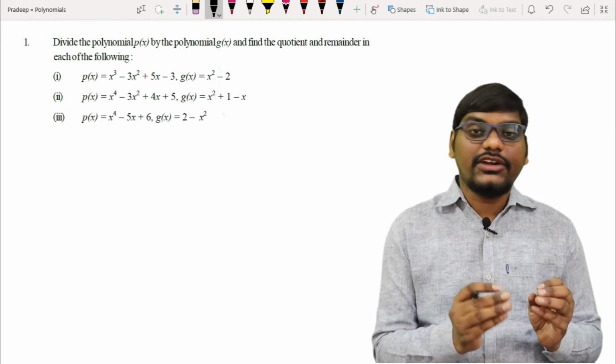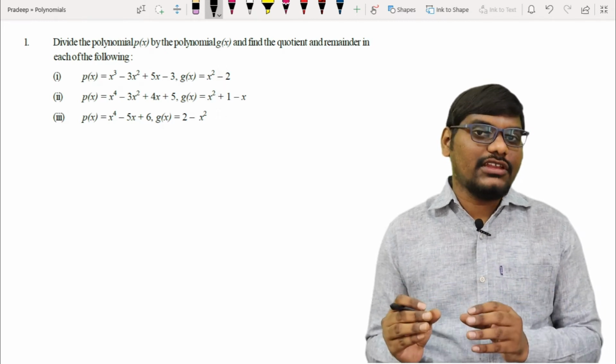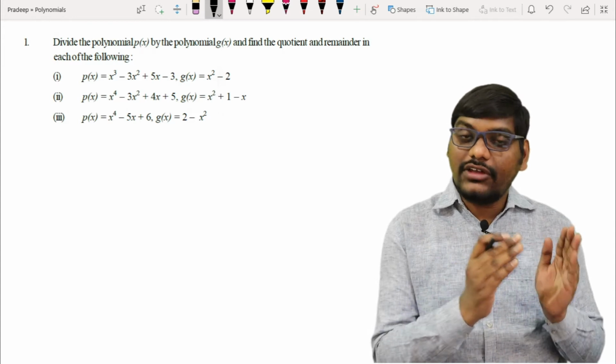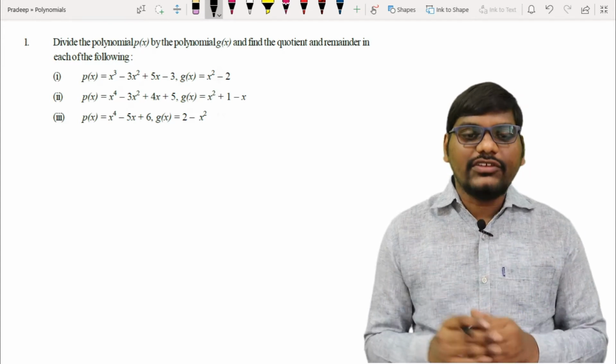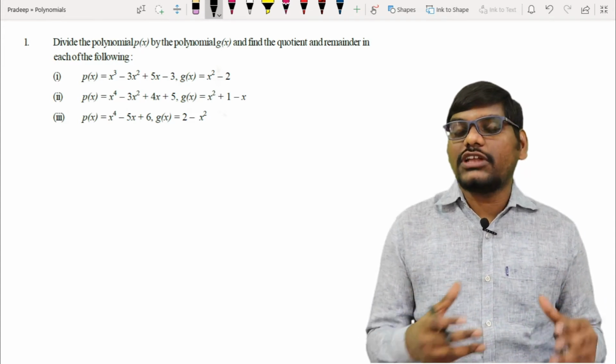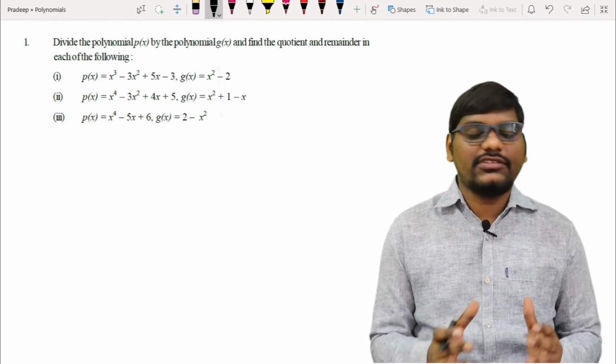P of x is nothing but the dividend, and g of x is nothing but the divisor. So they gave the dividend and the divisor, and they are asking us to find the quotient and remainder. Okay, this is very simple.